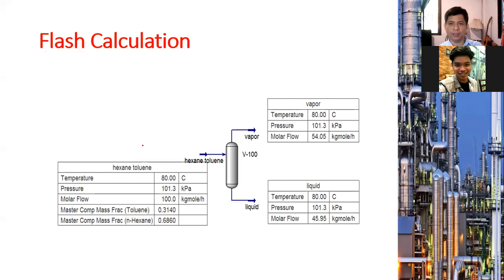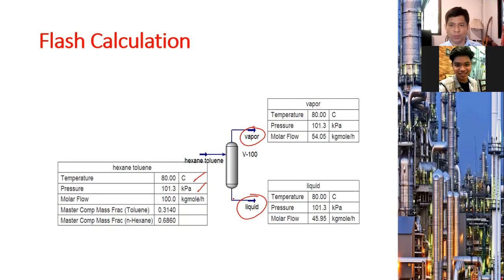So, yun. Basically, this is the equipment. This is the flash distillation equipment. So, as you can see, may pumapasok dun sa flash distillation na hexane toluene solution. Tapos, we are maintaining the equipment at 80 degrees Celsius and 101.3 kPa. So some part of the solution will become vapor and some part of the solution will remain liquid, so maghihiwalay.